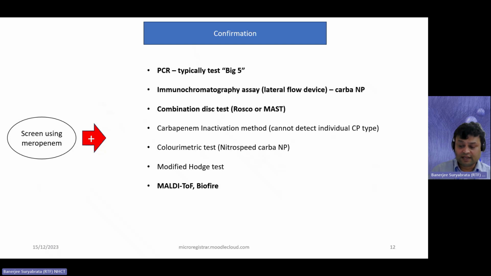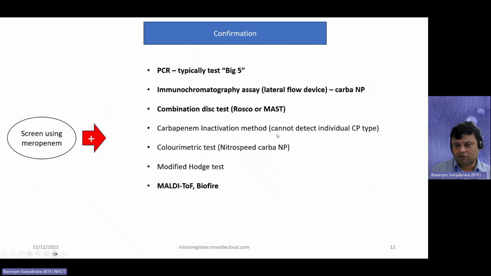And if you think that it still could be carbapenemase and PCR is negative, you will send it to a reference laboratory to test for other carbapenemase types. But there are other methods many other laboratories use. For example, some laboratories may use a Carba-NP based method, which is a lateral flow device, immunochromatography assay. Some may use combination disc test, which used to be very common a few years back, but now PCR is kind of taking over, but many labs still use Rosco disc or MAST discs.